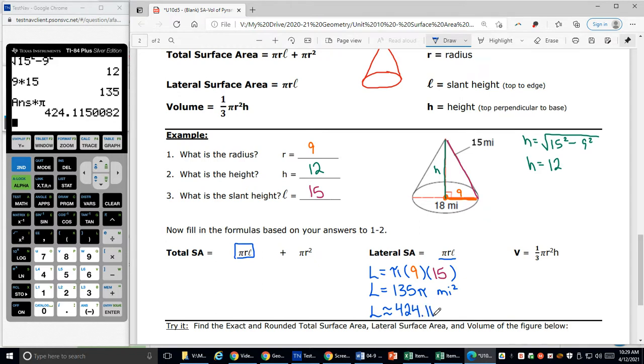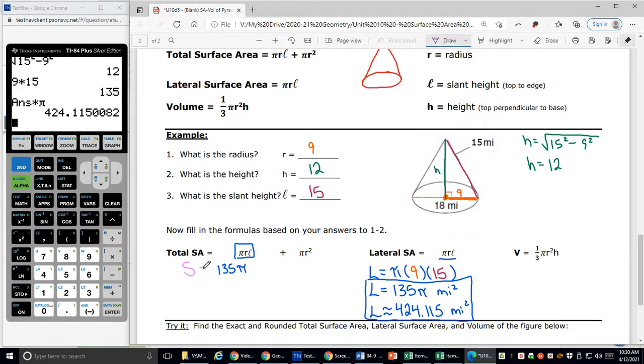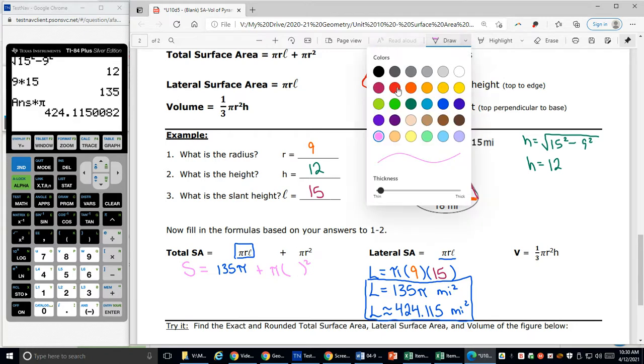424.115 square miles. Both of these are correct answers. The one I want to take with me to use in my total surface area formula is the exact answer, because I don't want to round and then round again in my final answer. 135 pi is what I'm going to replace pi r l with. So when I'm doing my total surface area, 135 pi plus pi r squared, my radius is 9.